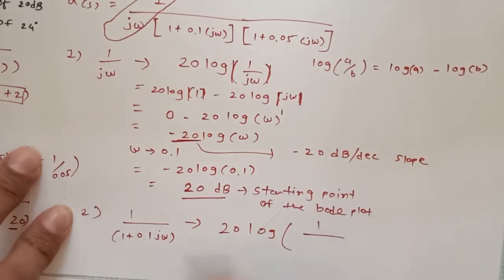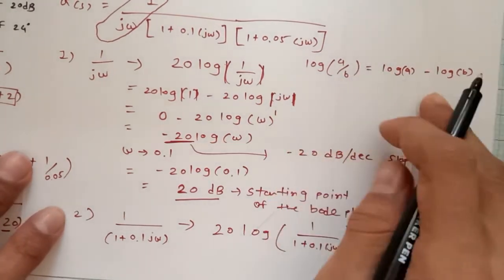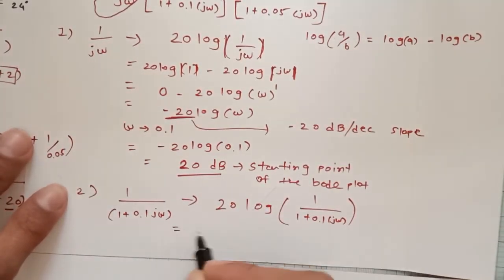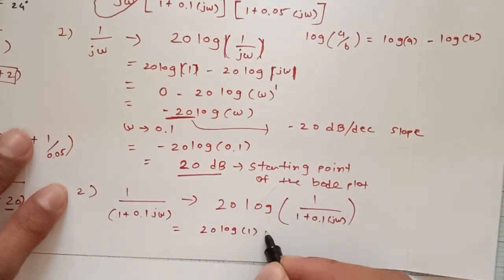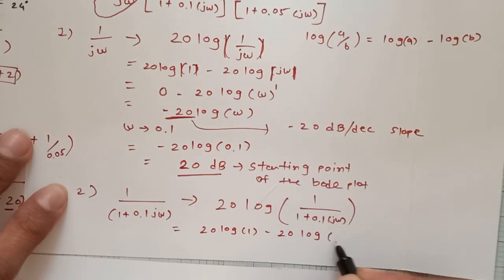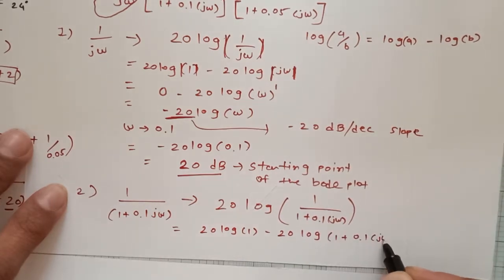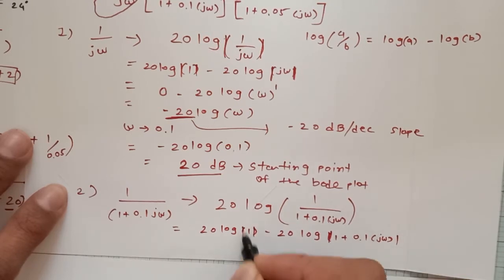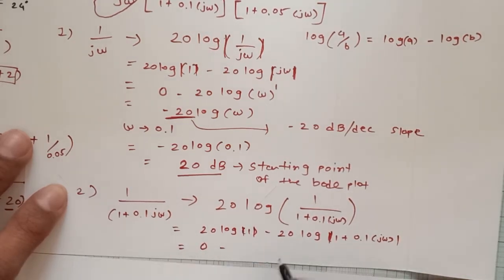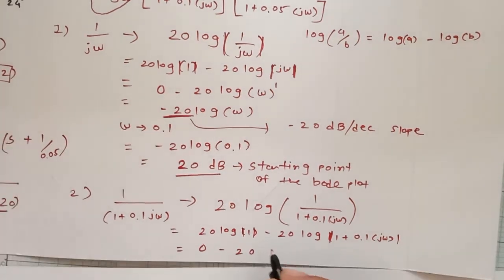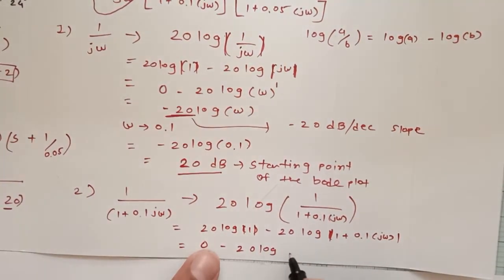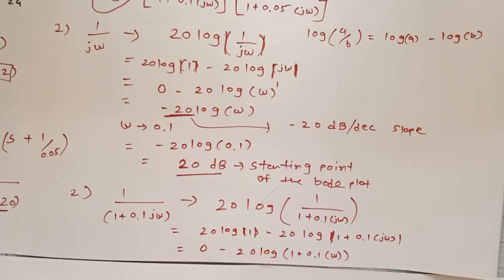Same as above, I am able to write 20 log of 1 plus 0.1 j omega. Same as this equation, I am able to write 20 log 1 minus 20 log of 1 plus 0.1 j omega, and this is in modulus form. Same as above, this is a zero. Now you can see this graph gives minus 20 log 1 plus 0.1 j omega, and j omega is cancelled, so we get an expression like this.